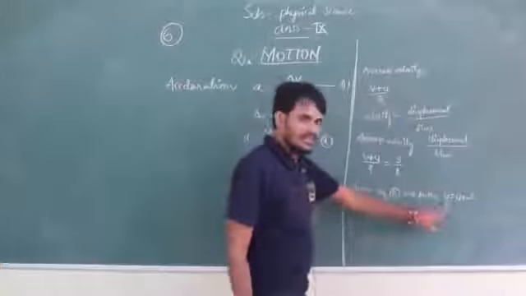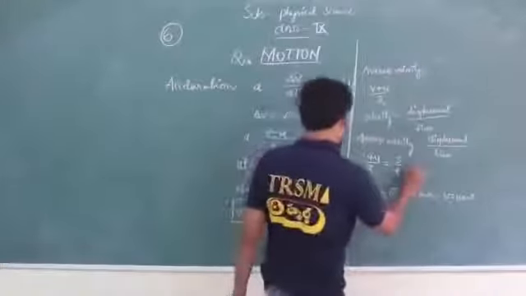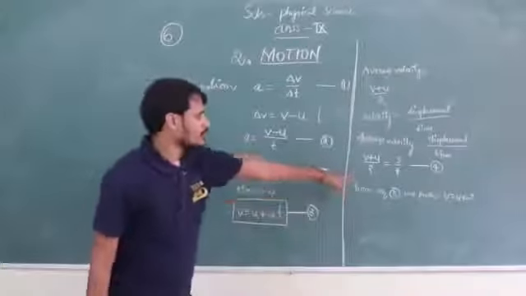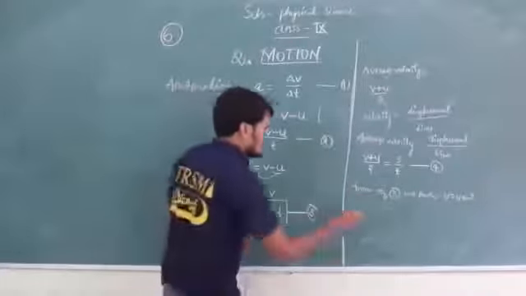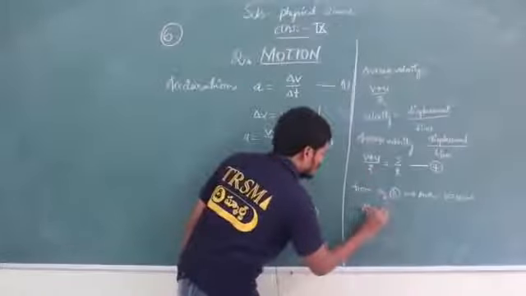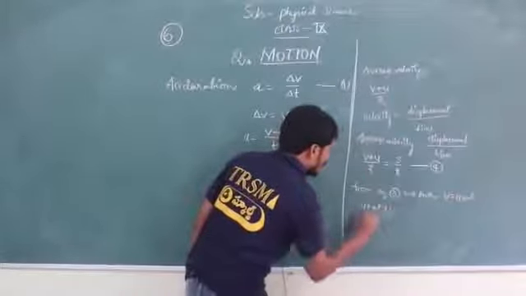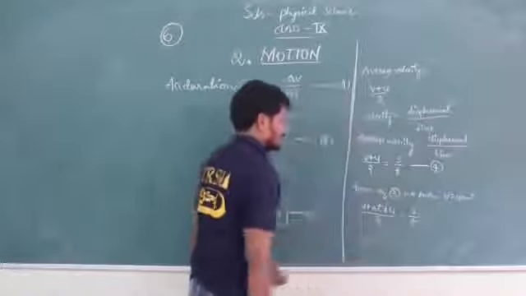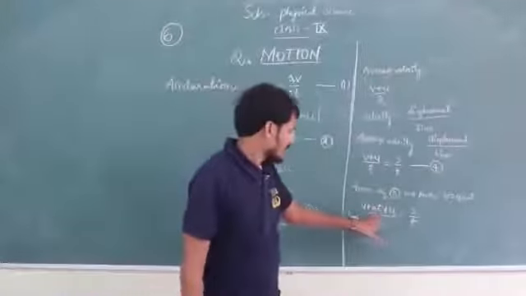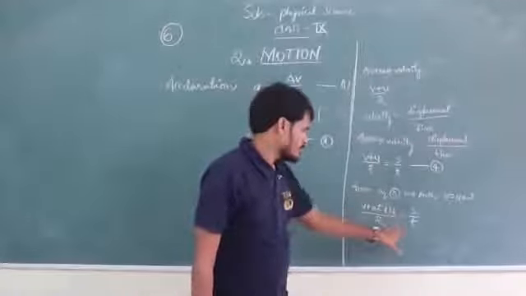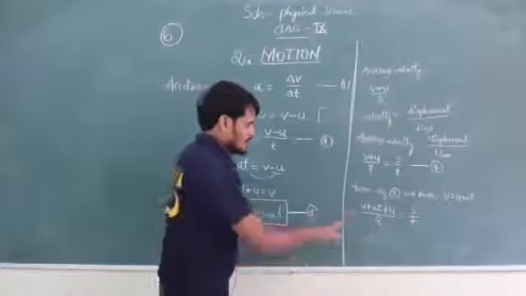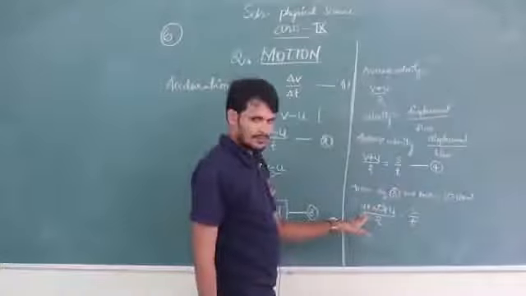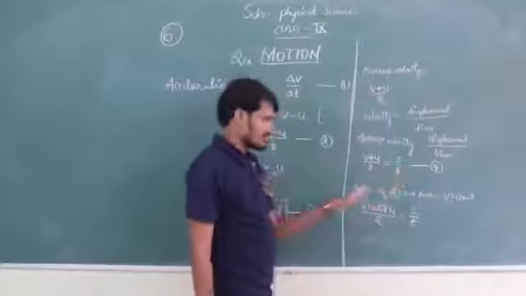Now substitute that v value into equation number 4. So we get (u plus at) plus u, divided by 2, is equal to s by t. Got it? I just took the v value and substituted v as u plus at from equation number 3.